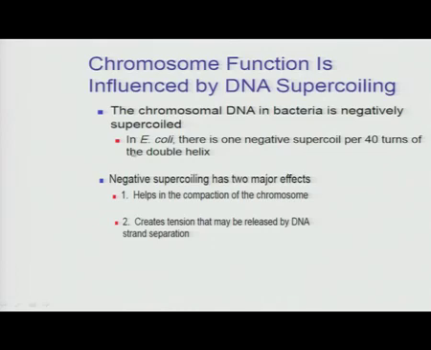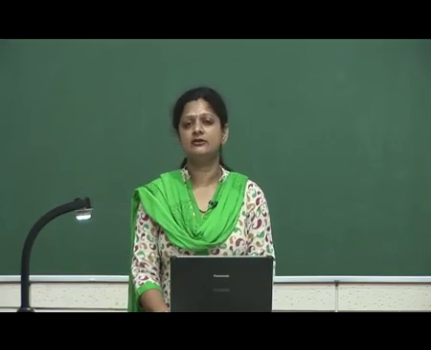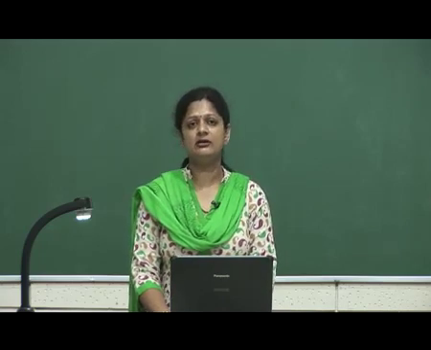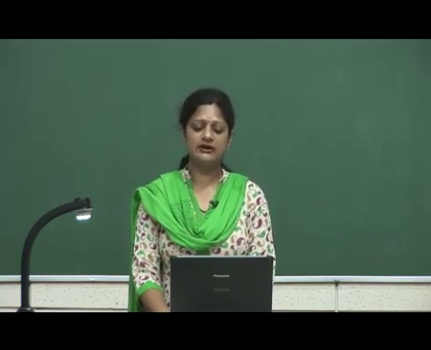Now, here is some more information about supercoiling. The chromosomal DNA in bacteria is negatively supercoiled, which I told you earlier. Negative supercoiling in bacteria helps the DNA to get packed inside the small bacterial cell, and this negative supercoiling is helped by an enzyme called topoisomerase.